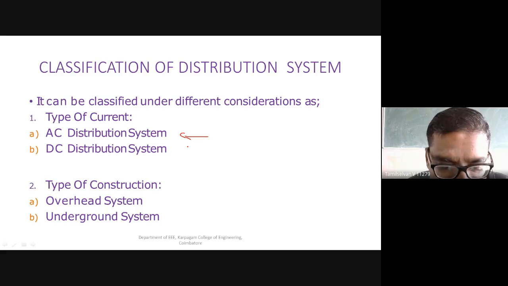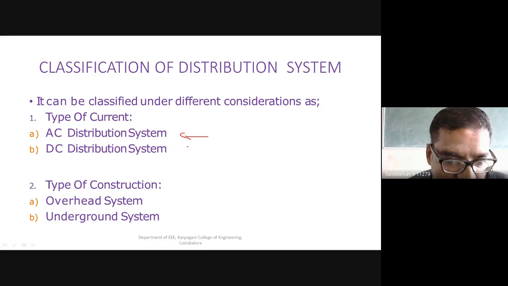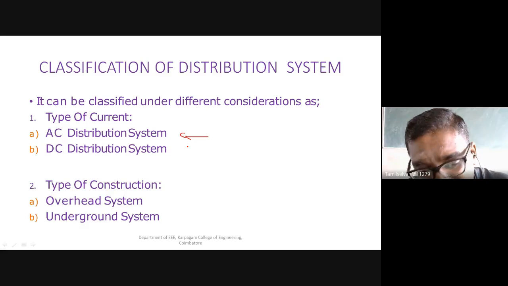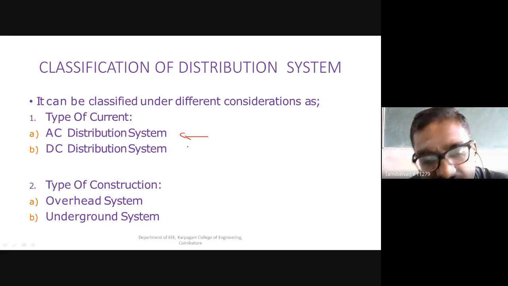The second thing depends upon the type of construction. It may be an overhead system or it may be an underground system. That depends upon the type of construction: the distribution system is either an overhead distribution system or an underground system.